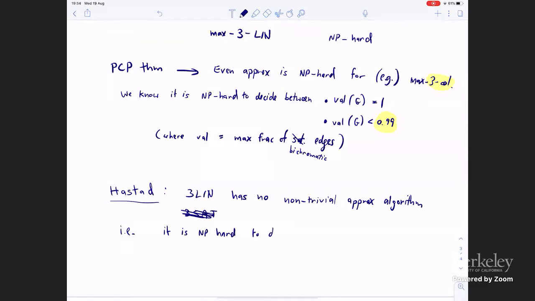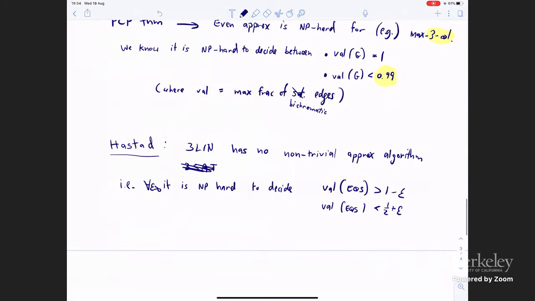to decide if the value of the equations, the given system of equations, is above one minus epsilon or if the value is at most half plus epsilon. And this is for every epsilon. Okay, so you're given a system of Boolean equations with each equation with three variables. And it's hard to tell between almost 100% and almost 50%. So in that sense, there's no non-trivial approximation algorithm.